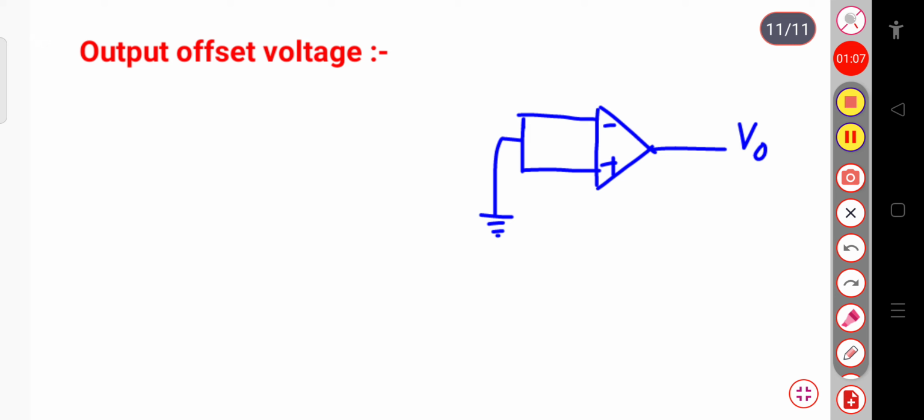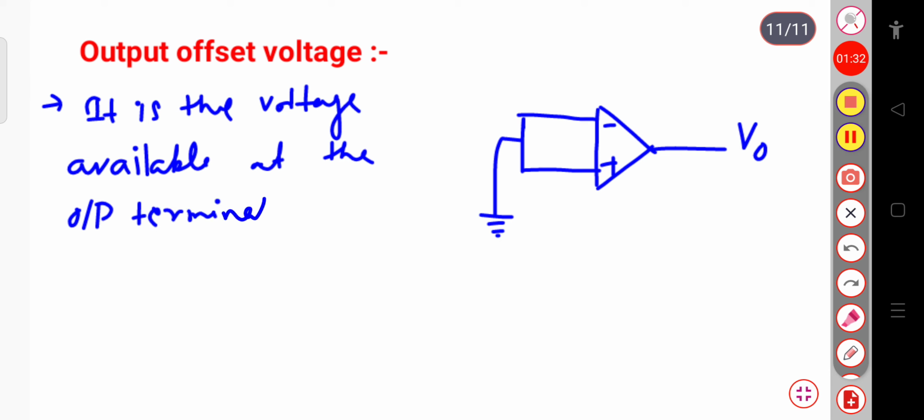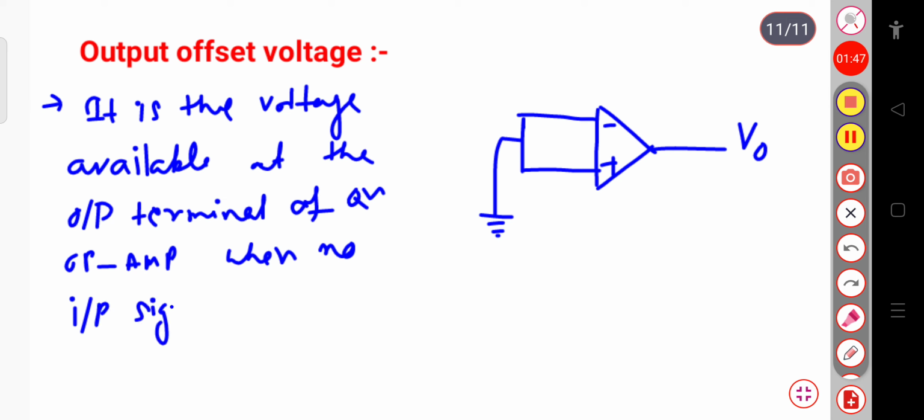So basically we can write it is the voltage available at the output terminal of an op amp, that is operational amplifier, when no input signal voltage is applied.